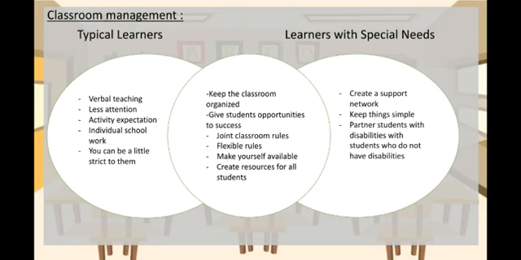The third circle, which is in the middle, is where you can manage your learners equally. First is to keep the classroom organized. Next is give students opportunities to succeed. You can give your students some success by giving them a treat or telling them that they succeeded in their activity. Next is joint classroom rules.